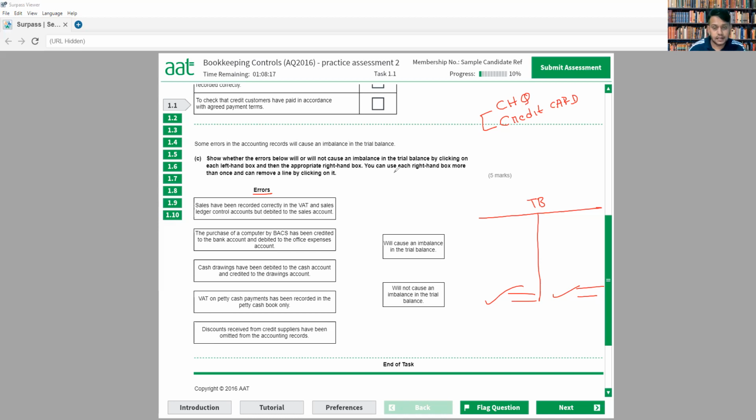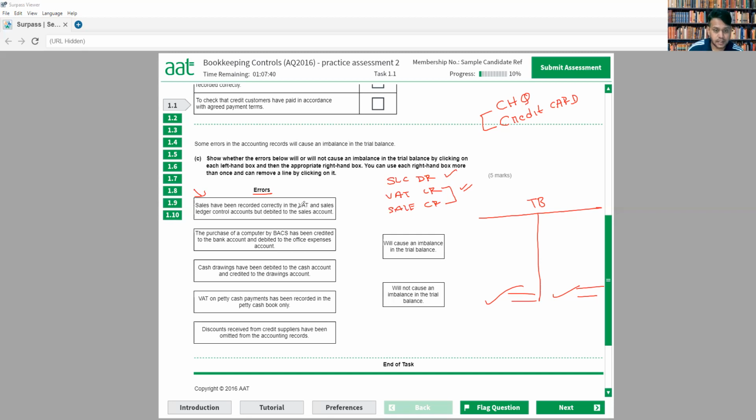So for the credit sale, the journal is supposed to be: sales ledger control debit, VAT, a liability, credit, and sales credit, with income. So these two credits will be equal to the debit. But what happens if we have this situation? They said sales have been recorded correctly in the VAT and the sales ledger account.